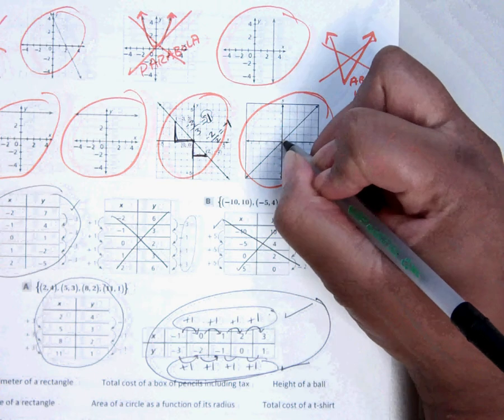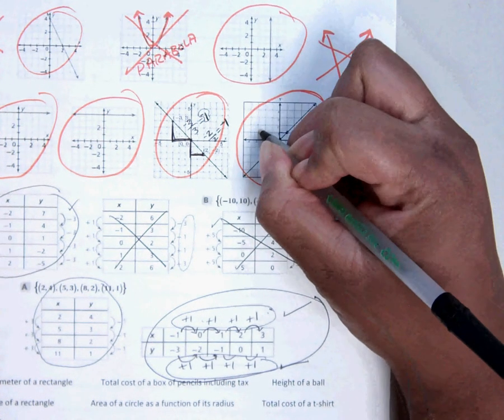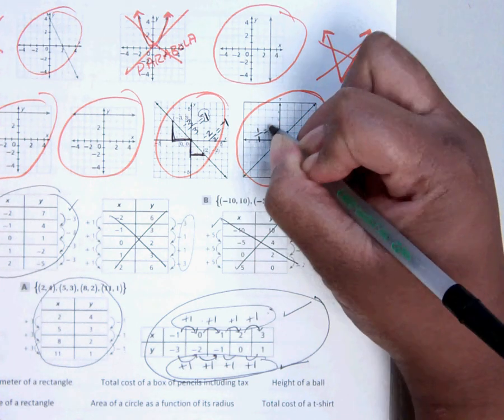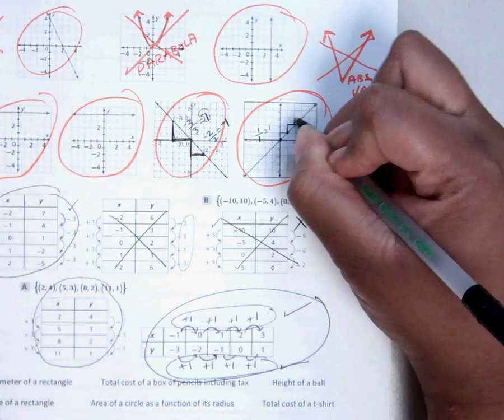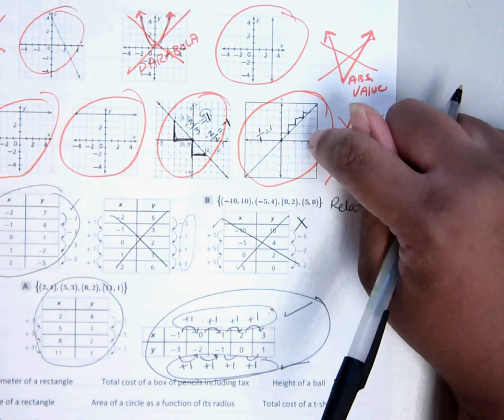Let's look at this one. It's going from here to here. That's up 1 to the right 1, so that's a positive 1. Up 1, positive, over right 1, positive, slope is 1. Try it again. Up 1, right 1, up 1, right 1, up 1, right 1. The pattern is the same, so this is linear.